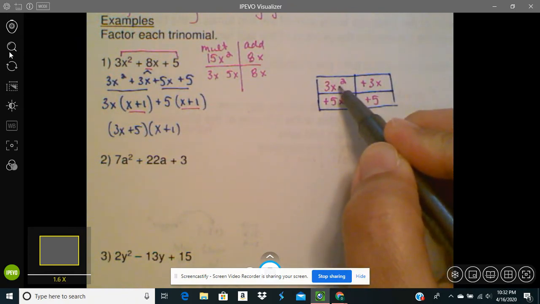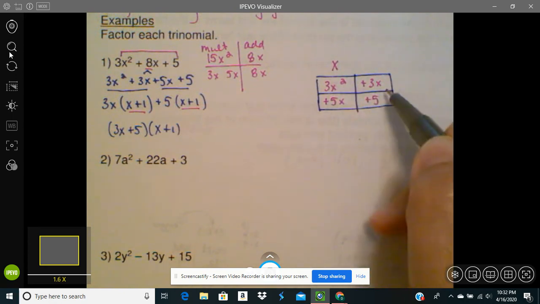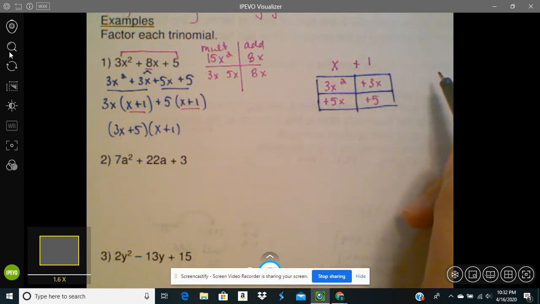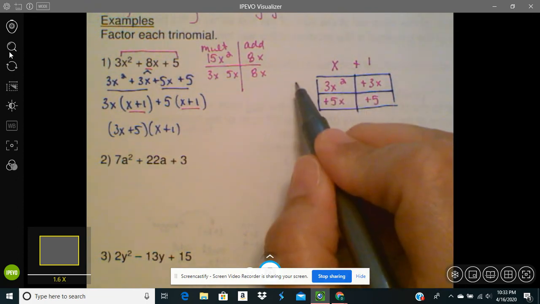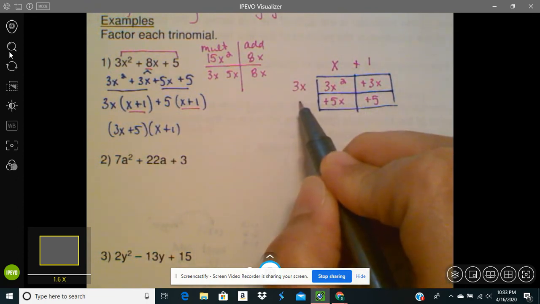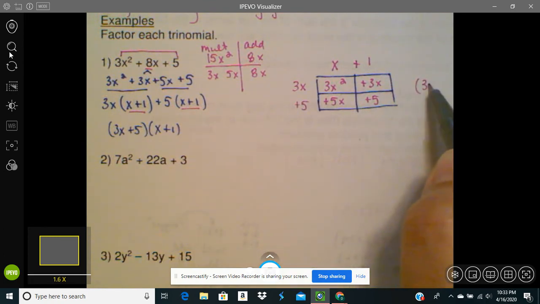What's the greatest common factor of 3x squared and 5x? It's just an x. What's the greatest common factor of 3x and 5? 1. Now let's look at the rows. What's the greatest common factor of 3x squared and 3x? 3x. What's the greatest common factor of 5x and 5? That's a 5. So this factors to 3x plus 5 times x plus 1.